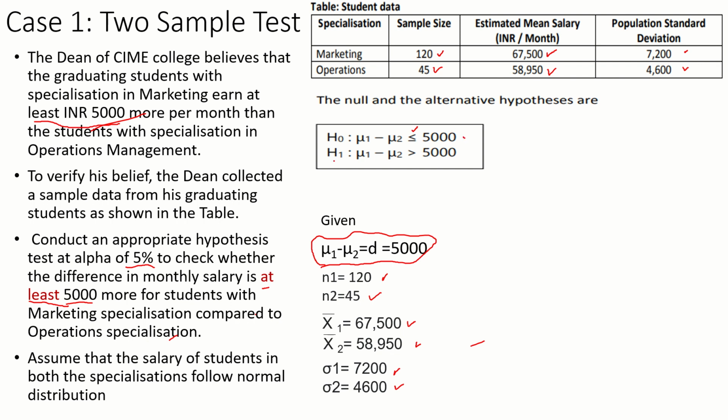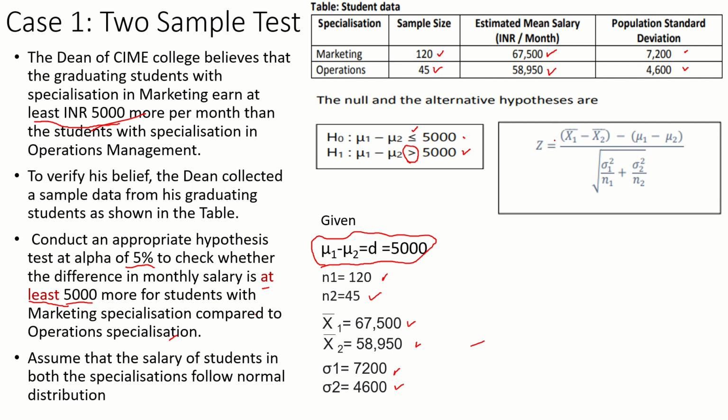In the alternative hypothesis, mu1 minus mu2 is greater than 5000. Got it? That means it's a right tail test, because the direction of the test is at the right side.